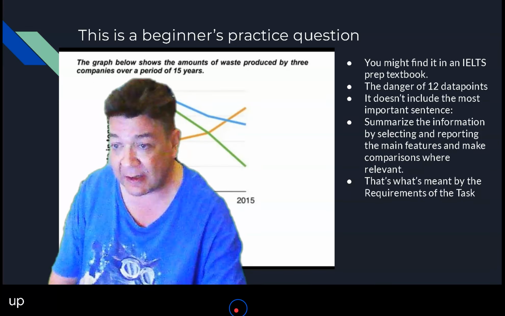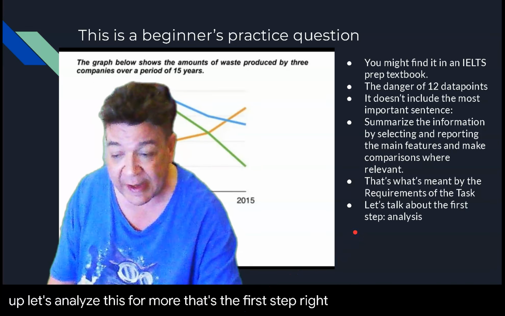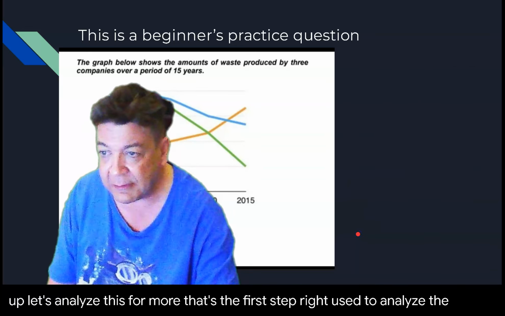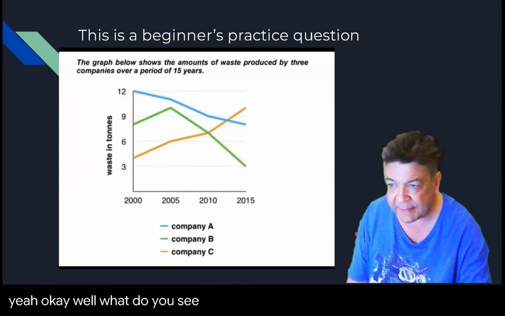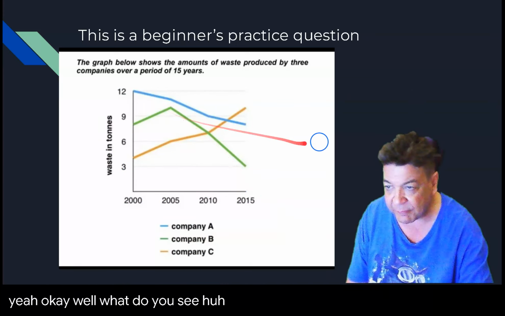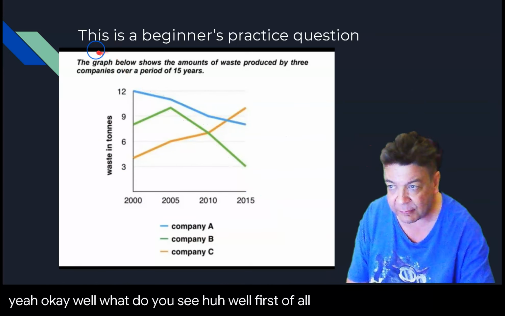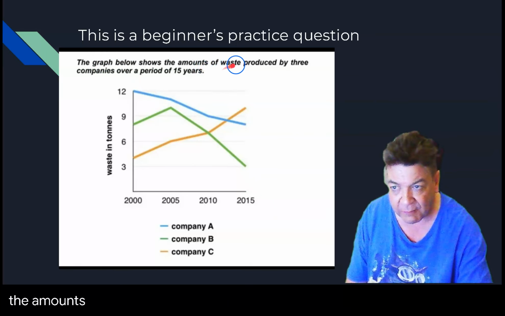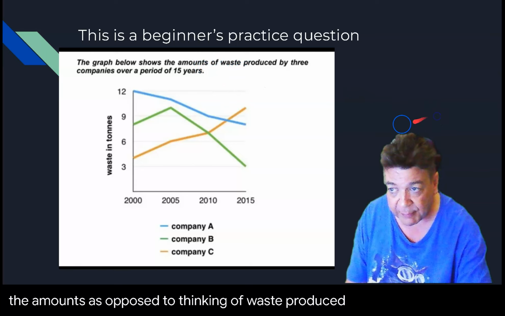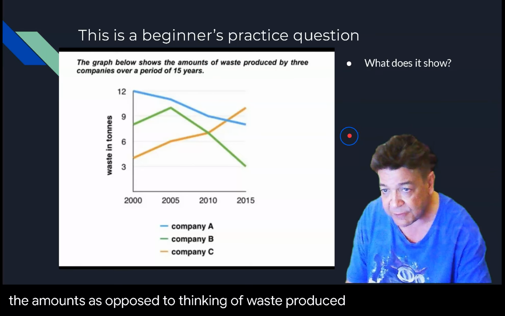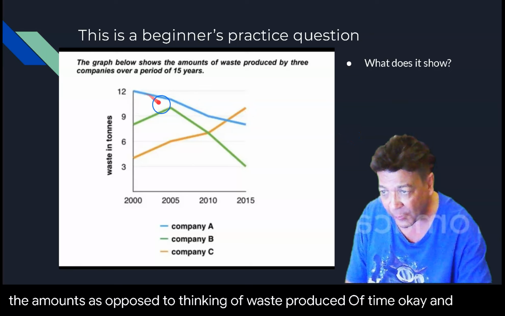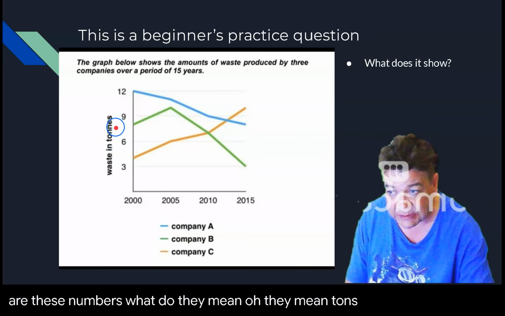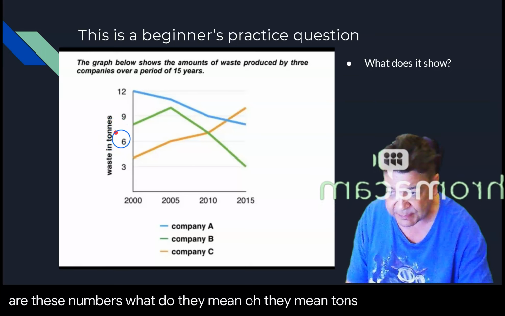So let's analyze this for a moment. That's the first step, right? To analyze the graphic. Well, what do you see? First of all, you want to ask yourself, what does it show? Well, it says right here, the graph shows the amounts, I suppose that's accurate, of waste produced by 3 companies over a 15-year period of time. Okay. And what are these numbers? What do they mean? Oh, they mean tons. And because of that spelling, I know it's metric tons.